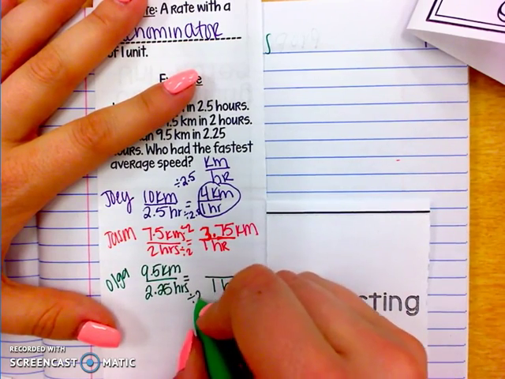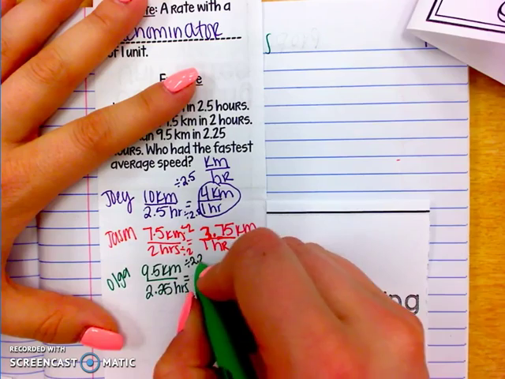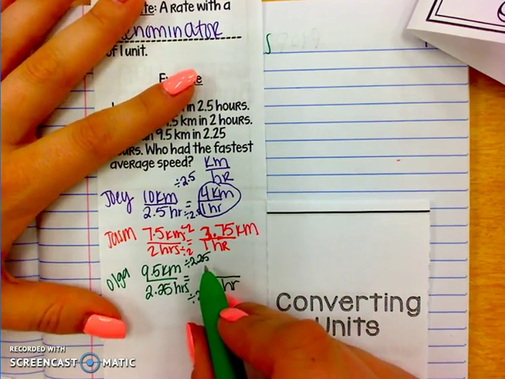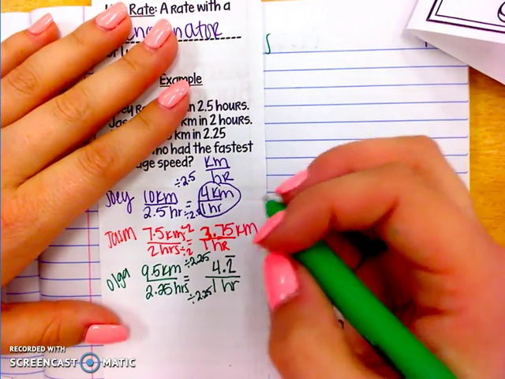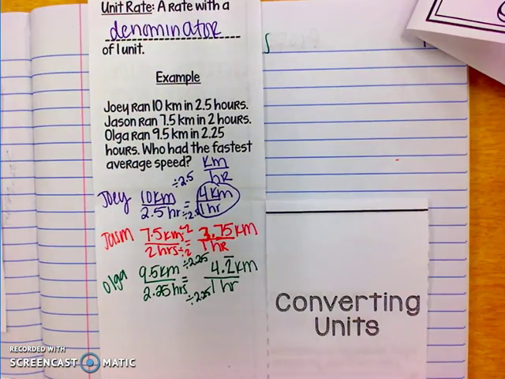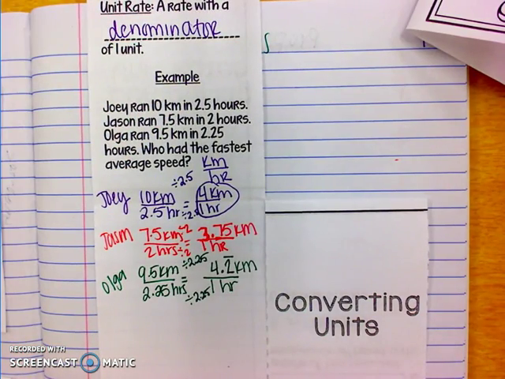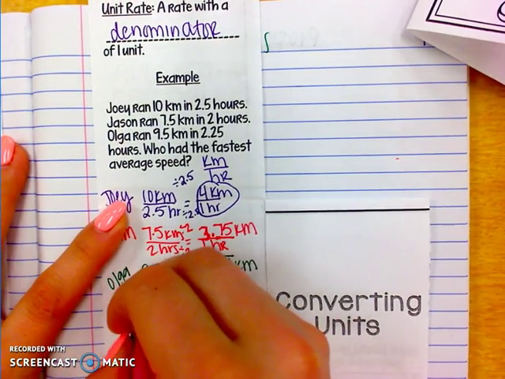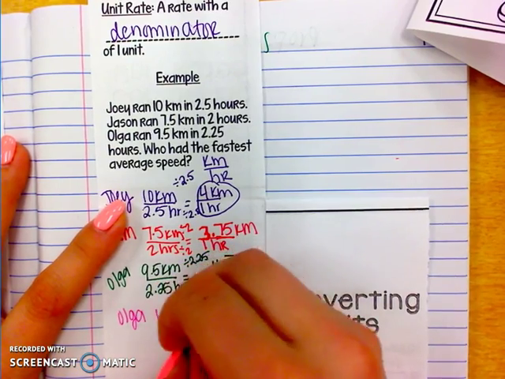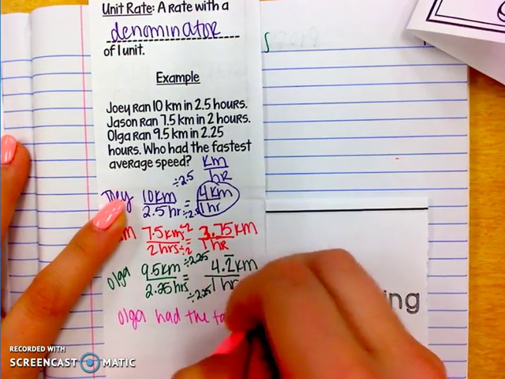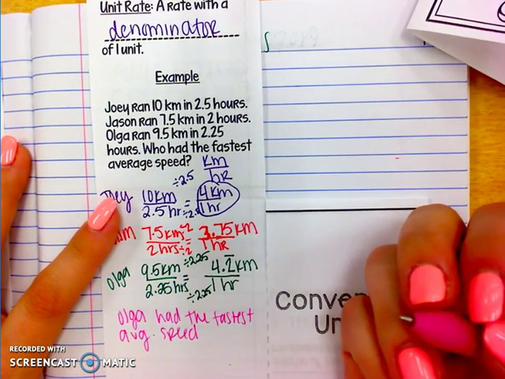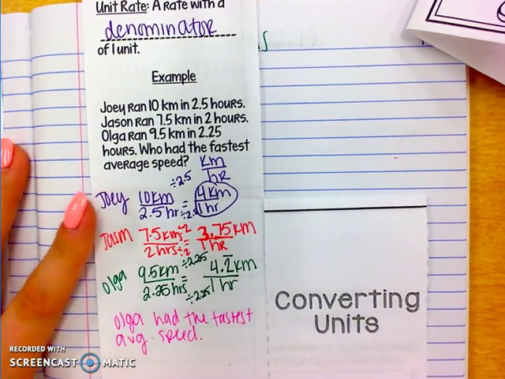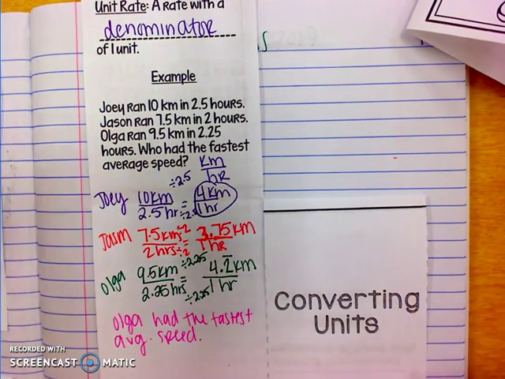I'm going to divide by 2.25. 9.5 divided by 2.25 is 4.2, and the 2 actually technically repeats, kilometers per hour. So who ran the fastest? Officially, Olga had the fastest average speed. Okay, she ran the furthest per hour. She had the fastest average speed.